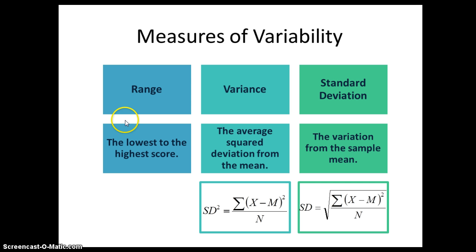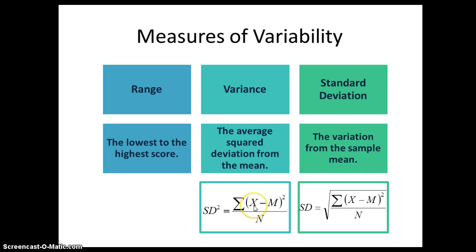So the measures of variability that we have are the range, the variance, and the standard deviation. With the range, we take the lowest score to the highest score. So you take the highest score and you subtract the lowest score, and that gives you the range of data. The variance is the average squared deviation from the mean. So let me break down this formula for you.